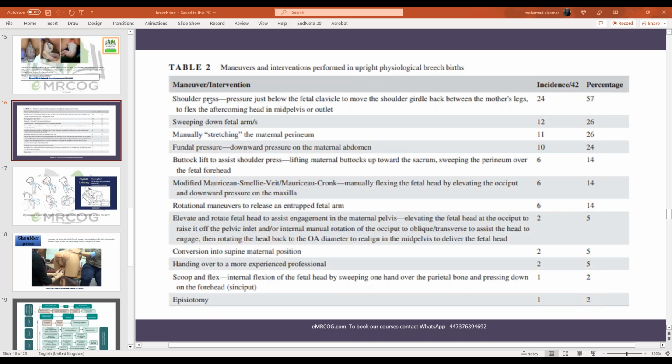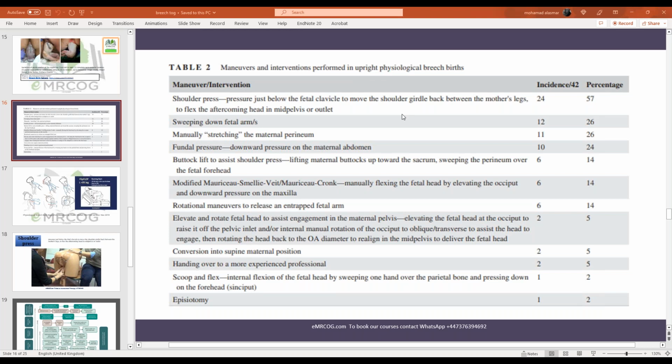What is the shoulder press in the table of definition? Number 1 in the table. So the maneuver is the shoulder press: just below the fetal clavicle, the distal part, to move the shoulder girdle back between the mother's legs, and this is to flex the aftercoming head. Sweeping down the fetal arm is manually stretching the maternal perineum as well.